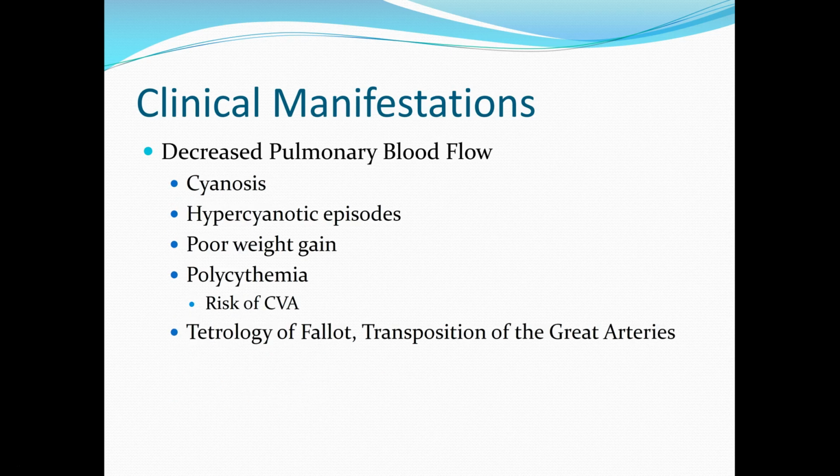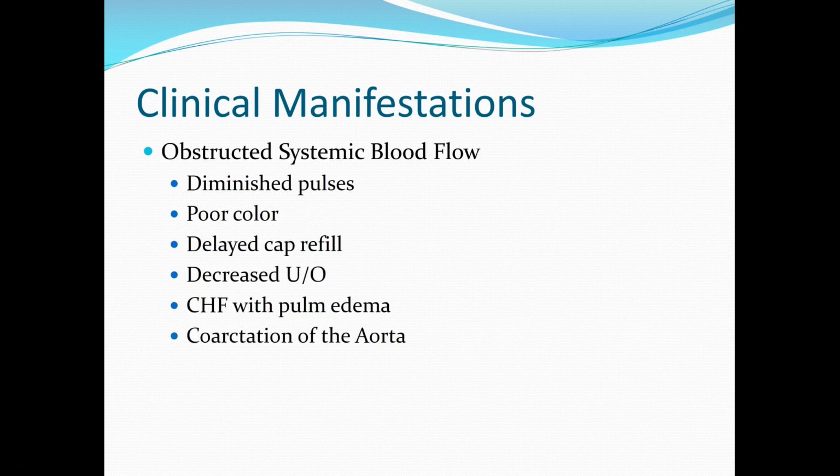Decreased pulmonary blood flow. You're going to have cyanosis. You're going to have hypercapnic episodes. There's going to be poor weight gain as well, polycythemia, so they're at risk of actually a stroke. This is going to be tetralogy of Fallot and transposition of the great arteries. Again, we're going to go over those.